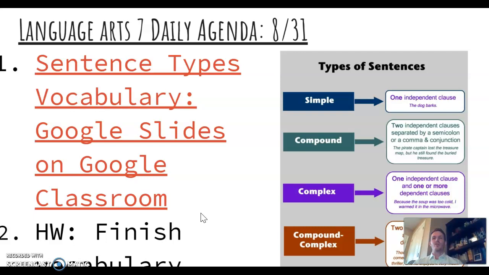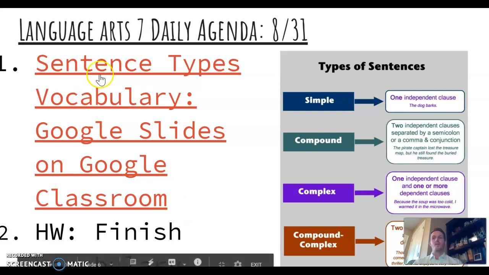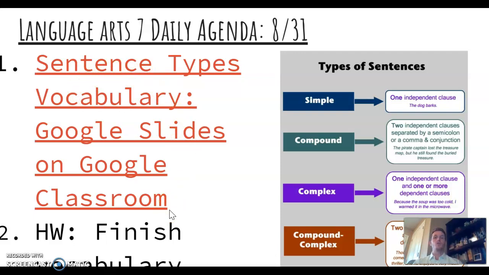This week, we are going to start off going over different sentence types to make sure that students understand the vocabulary that we are going to be using when we are writing. That way, if students mess up on a sentence and I say, hey, you need to add a dependent clause or independent clause to make this a complex sentence, students will understand what I am saying.